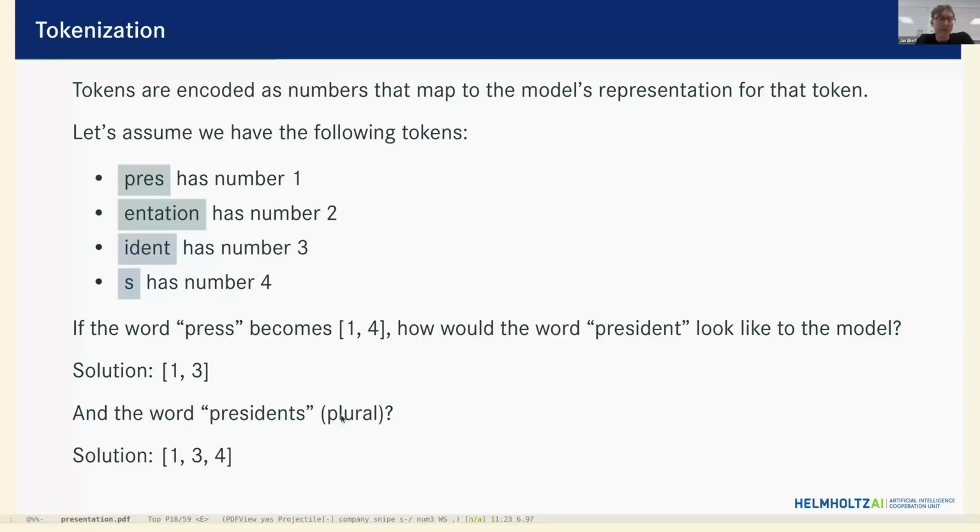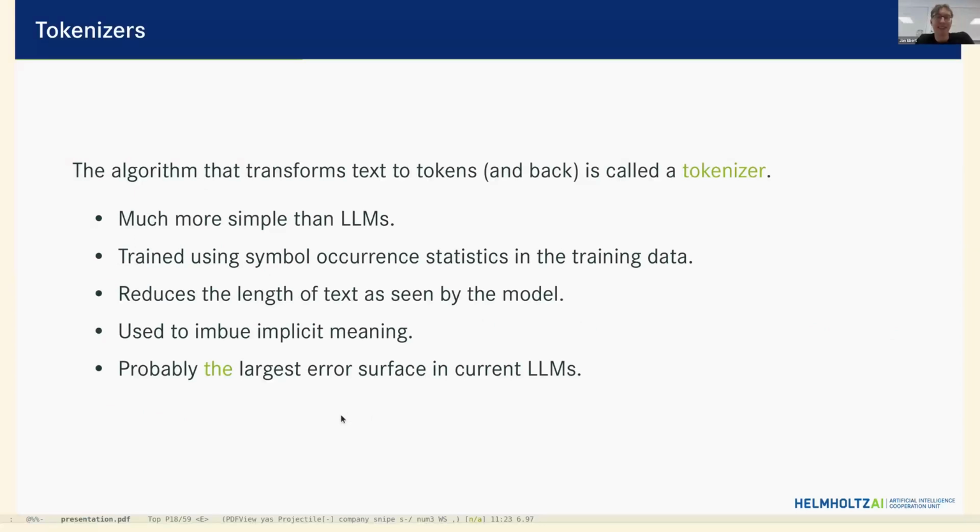So how do we even turn text into tokens and back? That's what's called a tokenizer. These tokenizers are much simpler than large language models, and we train them simply on statistics in our training data. For example, how often do 2 letters neighbor each other? So this is a much faster way to train them. And they have certain advantages.